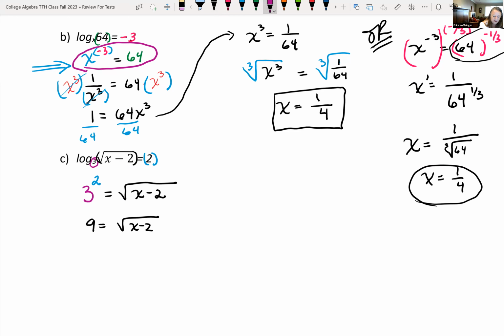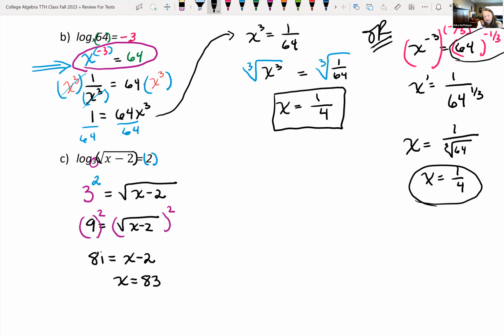To get rid of the square root, I could square both sides of my equation. So 9 squared is 81, is equal to, the square root squared cancels, leaving us with what's underneath the radical, which is x minus 2. So if 81 equals x minus 2, if we add 2 to both sides of our equation, then we can get x by itself. So x is equal to 83.